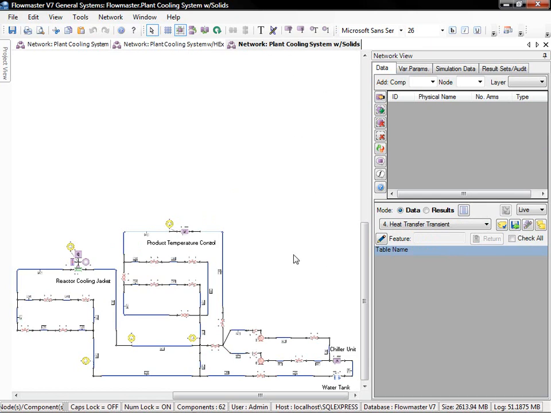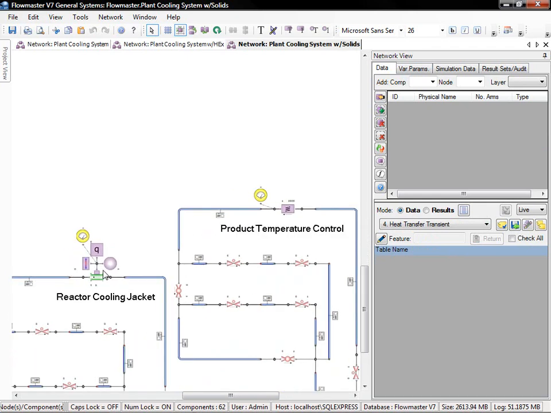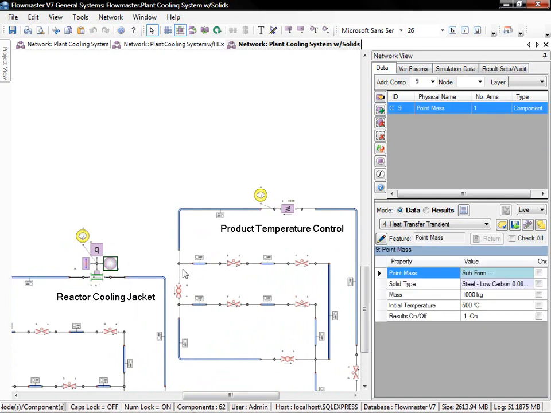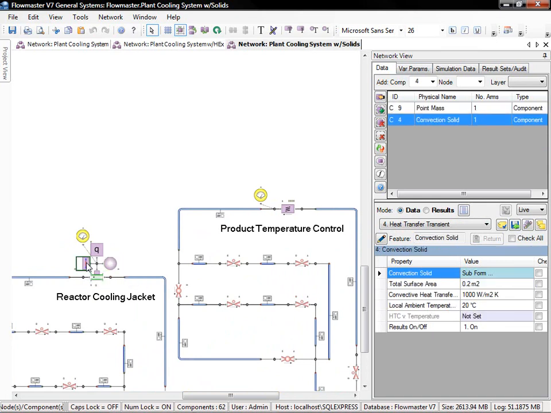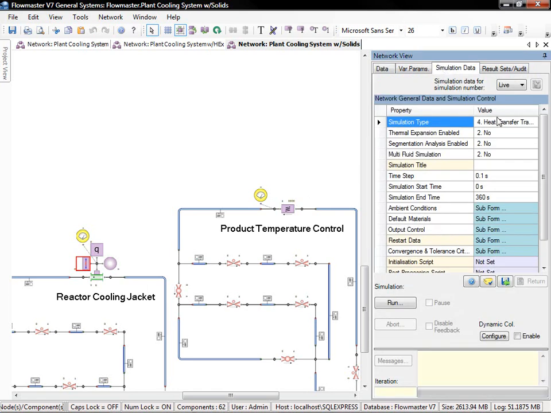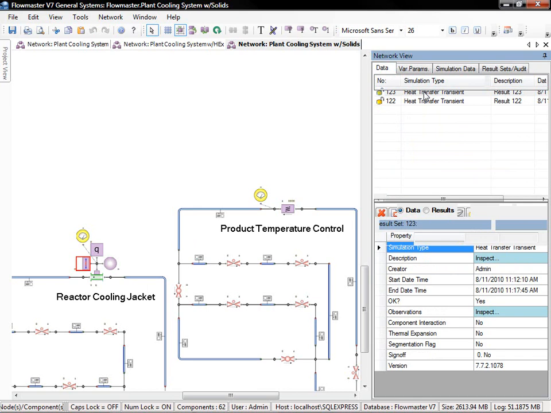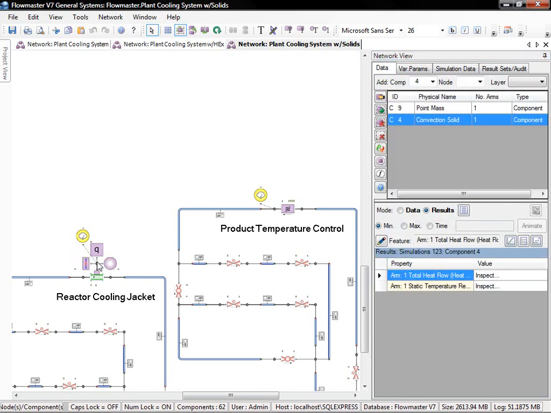A third example of how we can use Flowmaster V7 for our heat transfer needs is the use of solids components. And this allows us to model any type of solid, such as the reactor cooling jacket, using components that account for the thermal mass as well as different options of heat transfer, such as the radiation, convective, and conduction going on from the metal.